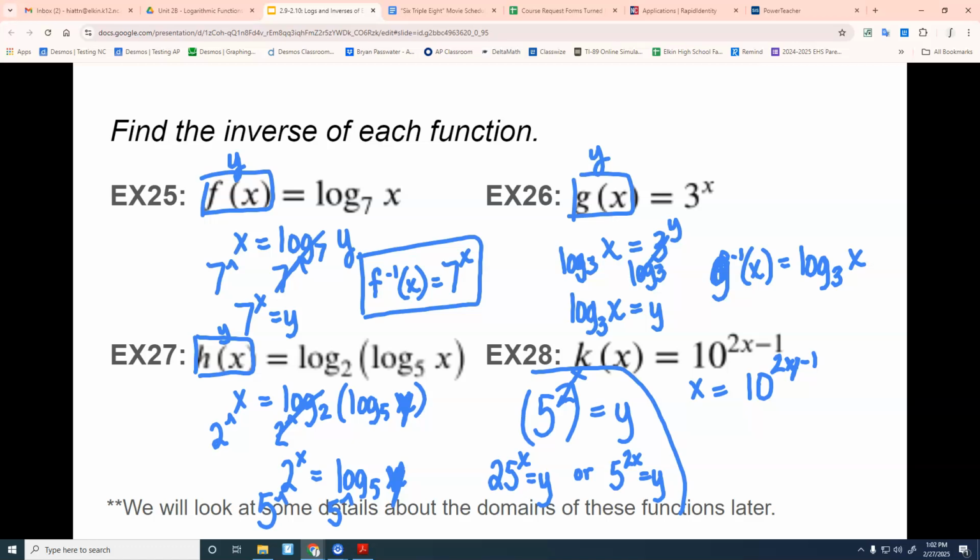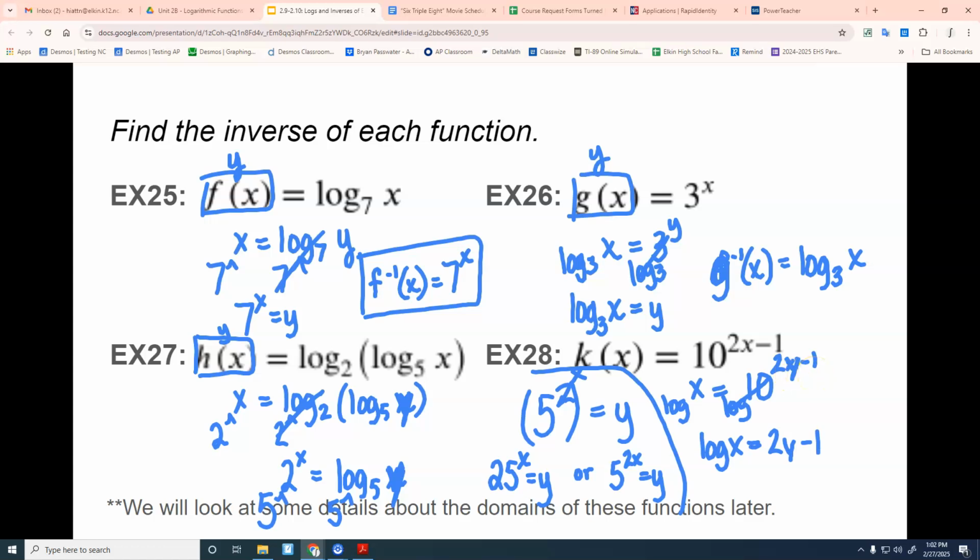Log it. No raising, because it's already raising to a power, right? So we got to log it. If you want, you can just do log, because this has a base of 10. It doesn't hurt to write log base 10, but you don't have to, because that is the common log. This will cancel. We'll get 2y minus 1.